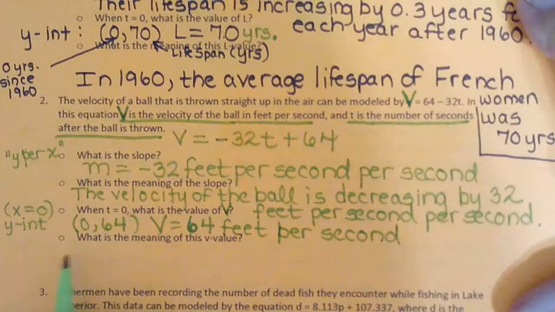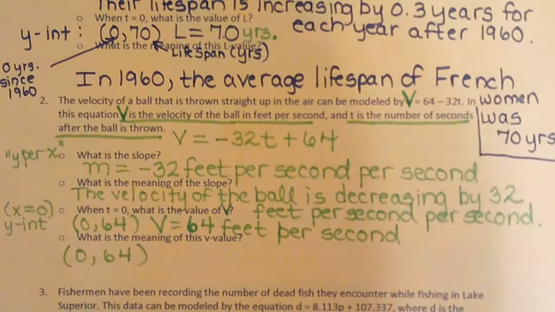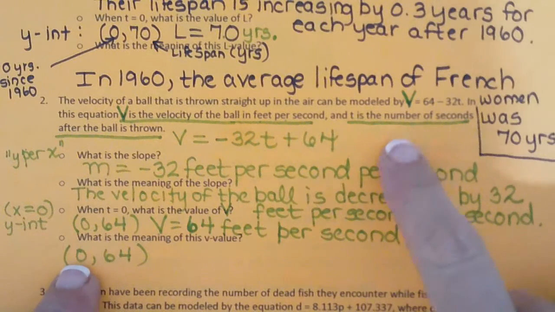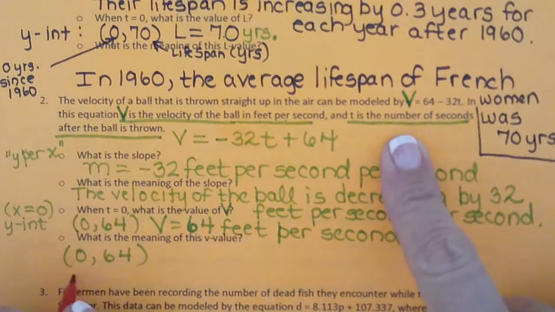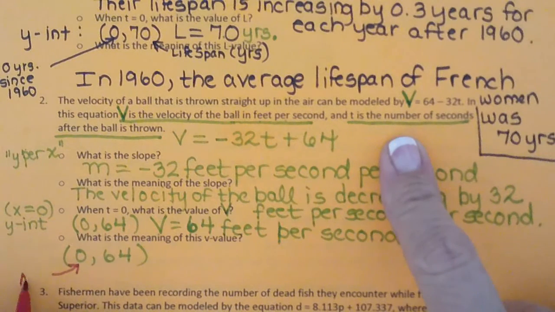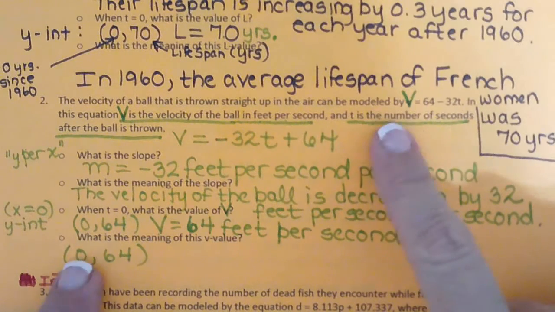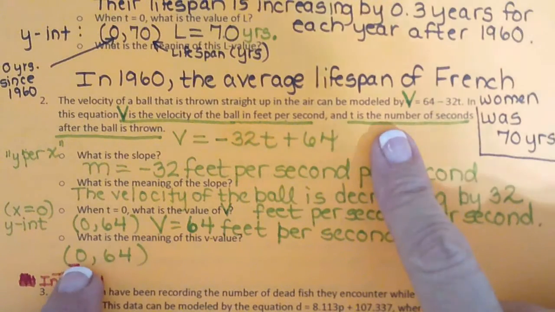What is the meaning of this? So take your point and remember how we did on the last page, and I said label what each point stands for. So 0 is my x, that'd be number of seconds. So this would be like 0 seconds, or at the beginning, or initially. That's usually the word they use in these physics problems. Initially. So if it was 1, you'd say after 1 second. If it was 2, after 2 seconds. But it's 0, so that means initially, right at the beginning, right when the ball is thrown.